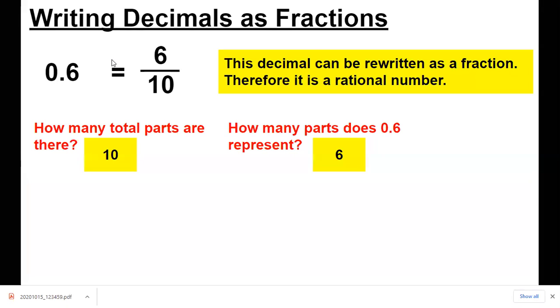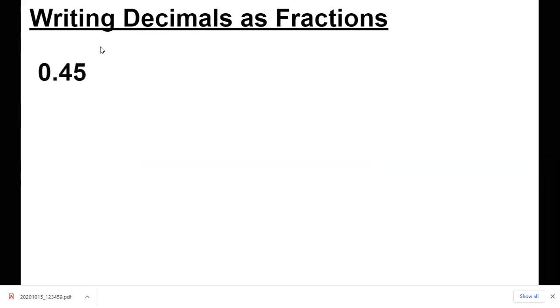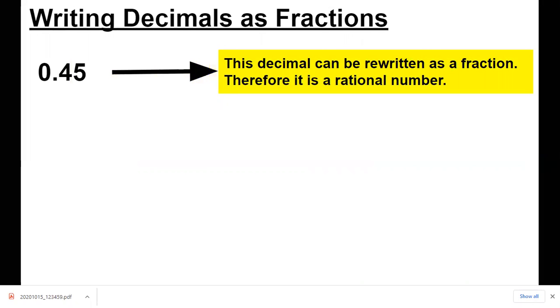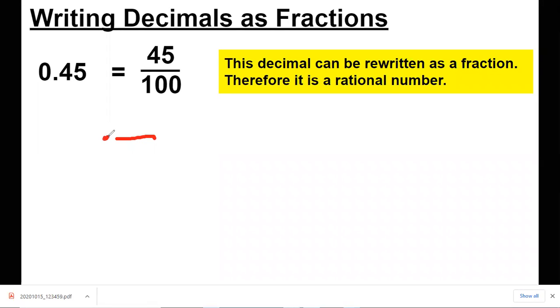Let's try another one. 0.45. This decimal can be rewritten as a fraction, therefore it is a rational number. It's 45 hundredths. Again, if I take my place values, we have tenths, then hundredths, and thousandths. The 45 goes here. So I read that as 45, and it landed in the hundredths spot. So I have to say 45 hundredths. That's where the 100 on the bottom comes from.